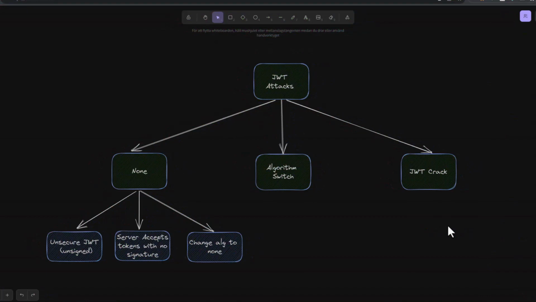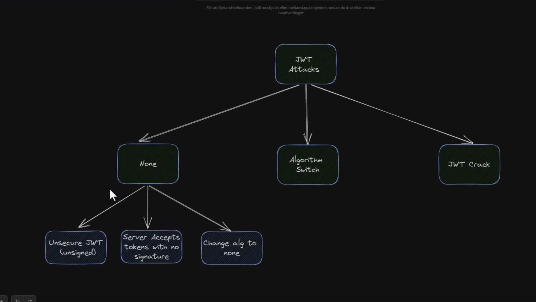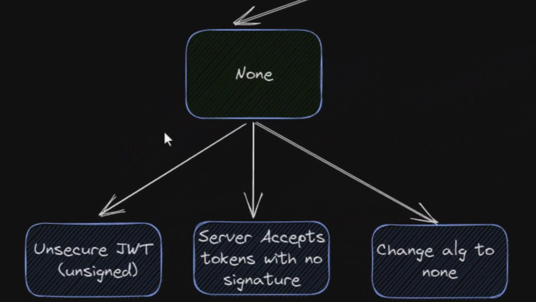There are various types of JWT attacks. For instance, the JWT crack attack, the algorithm switch, and the none attack. Our focus in this video will be on the none attack. Now at first glance, a JWT with algorithm none might appear harmless, but let me assure you, it is far from secure. The problem lies in the fact that the server accepts tokens with no cryptographic signature, making them vulnerable to tampering and exploitation. Alright guys, let's do some hacking using Burp Suite and the JWT tool.